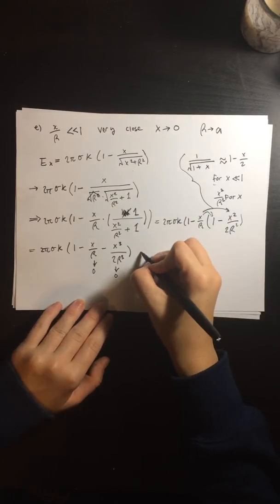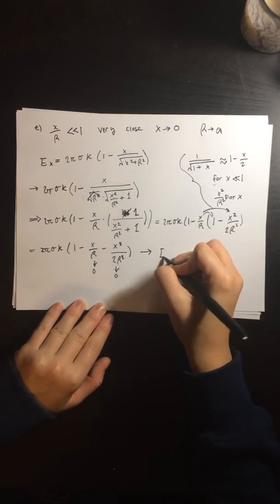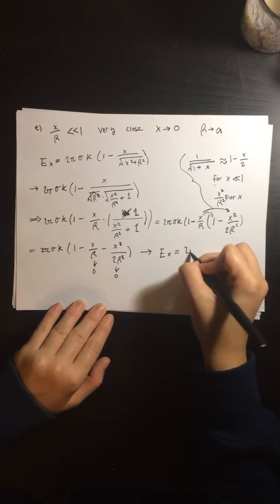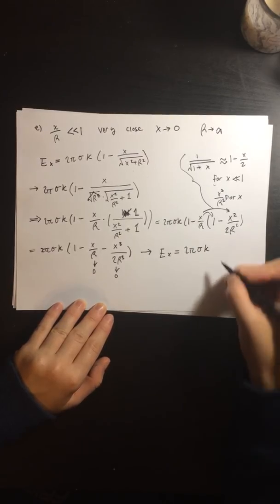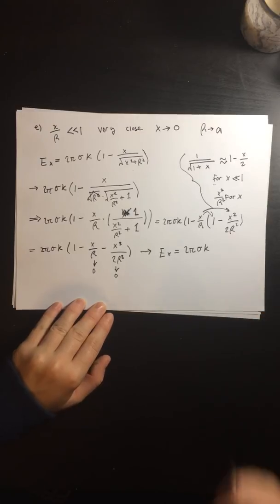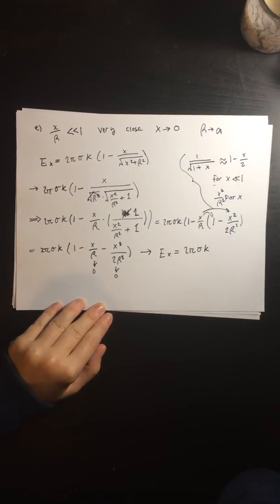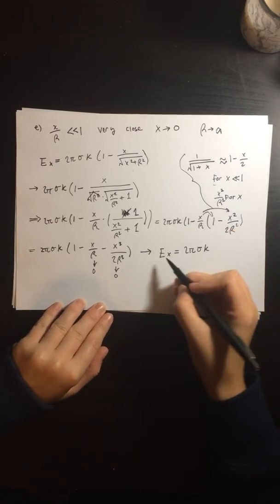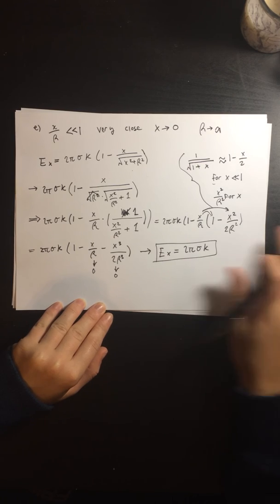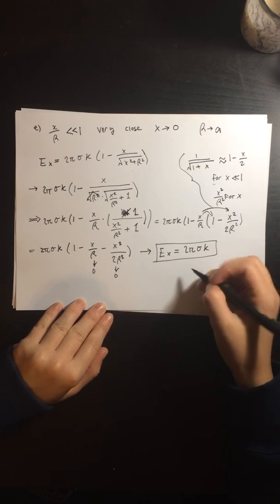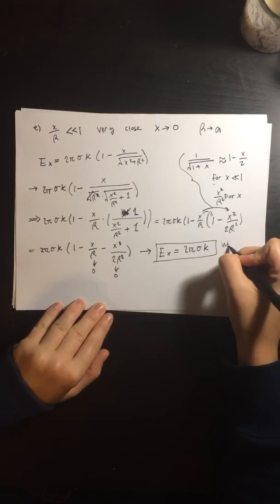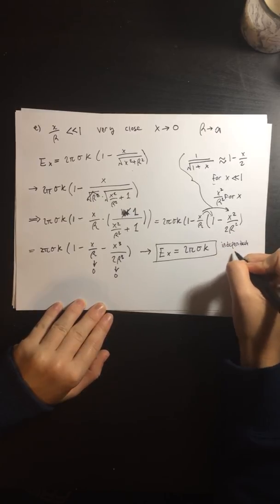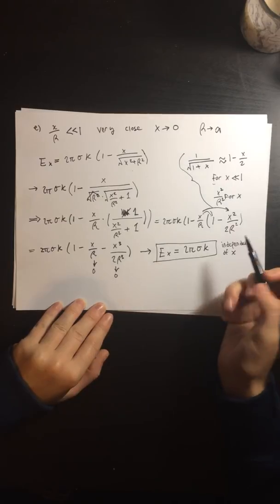So what we're left with is E is equal to 2 pi charge density k, right? So this is what we're left over with. What is important about this expression, what we're trying to understand from this problem, is that, first of all, this is independent of x, right? Because you're so close that x no longer matters.